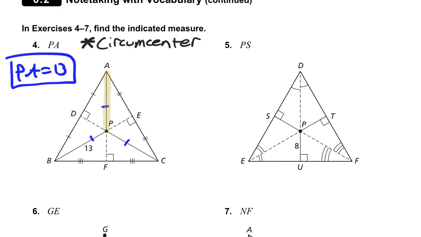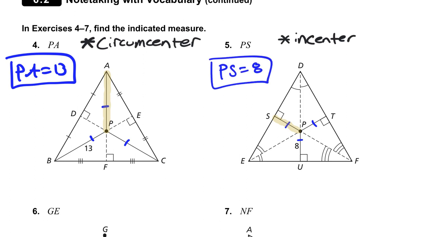Now let's go ahead and look at number 5 here. I see angle bisectors because I see all those congruent angles. So this is an incenter. Because it's an incenter, that means it is equidistant to the sides. So if I want to find PS, which is right here, that is congruent to PU, which we know is 8. So this answer is that PS equals 8. Super easy to see on that one.